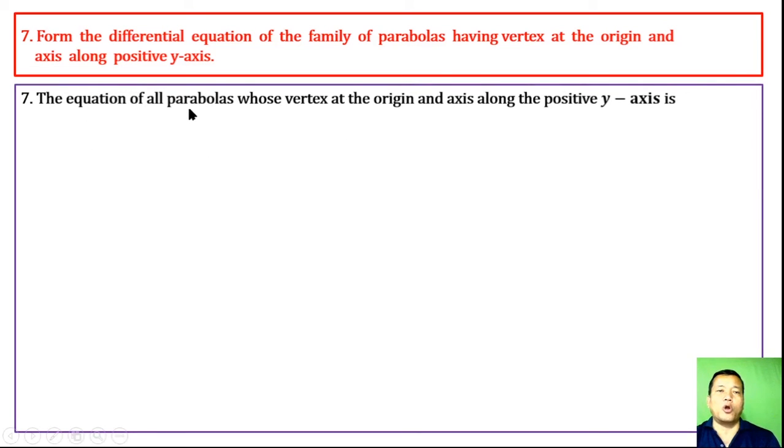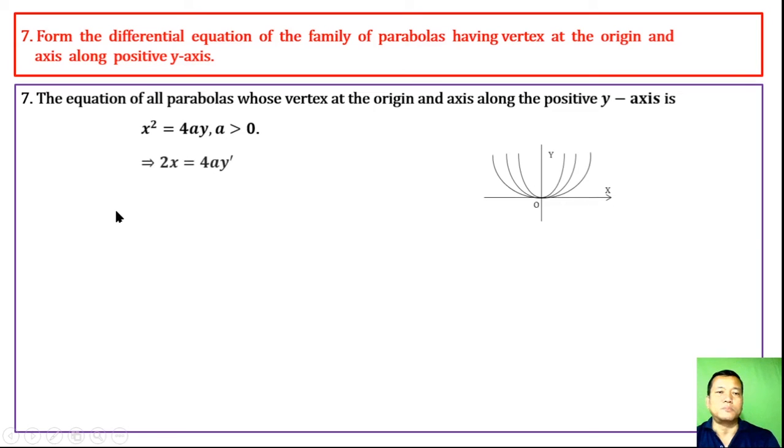The equation of all parabolas whose vertex is at the origin and axis along the positive y-axis is x square equal to 4ay. Here a is greater than 0. Differentiating this with respect to x, we get 2x equal to 4ay dash. And dividing on both sides by 2, we get this.